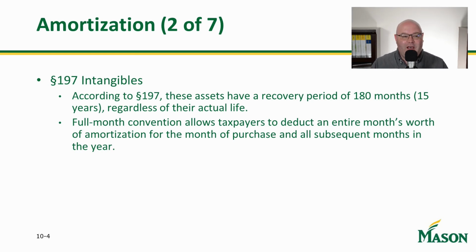197 intangibles are basically assets with a recovery period of 180 months, 15 years, regardless of their actual life. So goodwill, you test for impairment under financial accounting, and under tax, you're going to amortize over 15 years, regardless, no ifs, ands, or buts. There's going to be a full month convention that allows the taxpayer to deduct an entire month's worth of amortization in the month of purchase, and all subsequent months in the year.